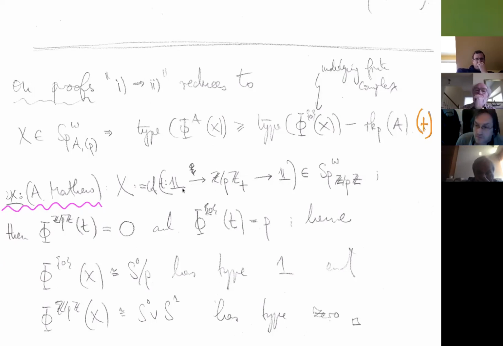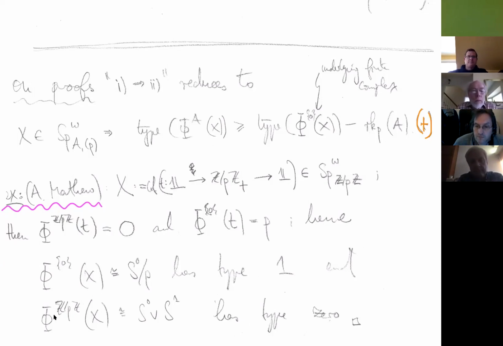Then, of course, if you take geometric fixed points of this, the middle term becomes contractible, and the map t becomes 0. Whereas if you take geometric fixed points for the trivial subgroup, which is just a very complicated way of saying you look at the underlying spectra, then the map t is multiplication by p. So if you then pass to the cofiber, you see for the trivial group the underlying spectrum is S^0/p, and this has type 1.